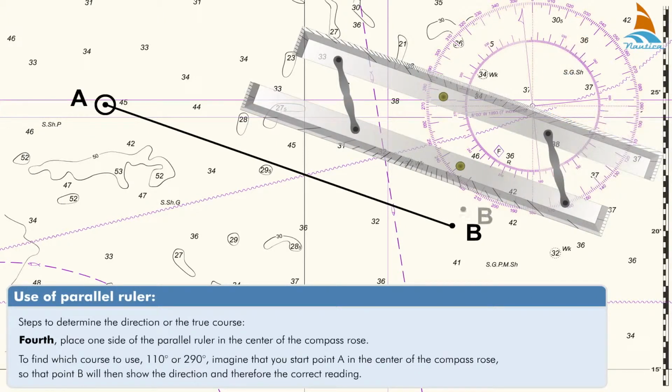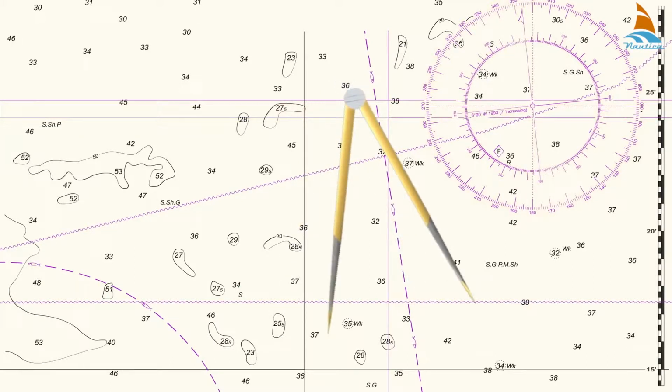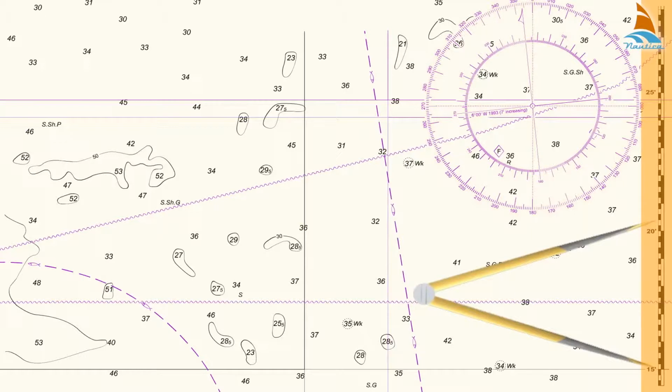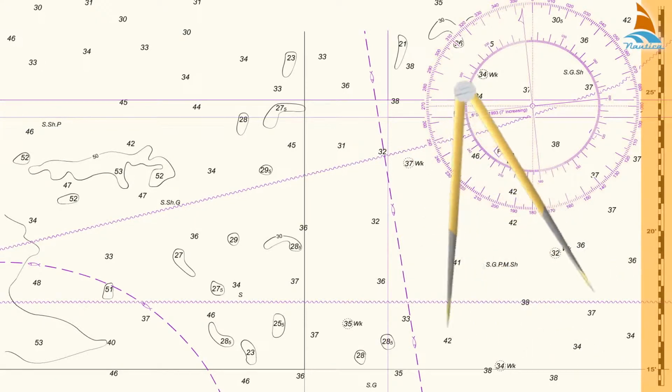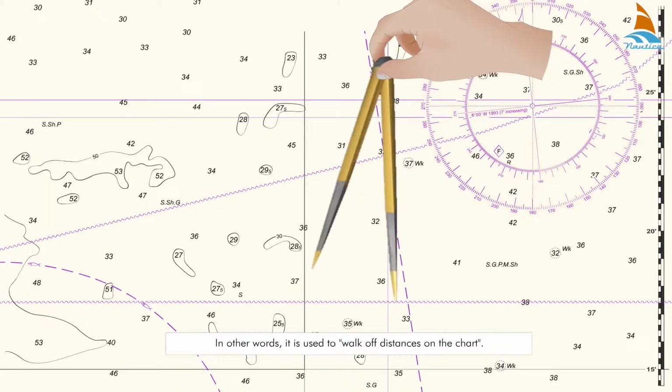In contrast, if you depart from point B and you want to arrive at point A, following the previous example, you should follow a true course of 290 degrees. The dividers are used to measure or transfer distances on the nautical chart using the latitude scale. In other words, it's used to walk off distances on the chart.